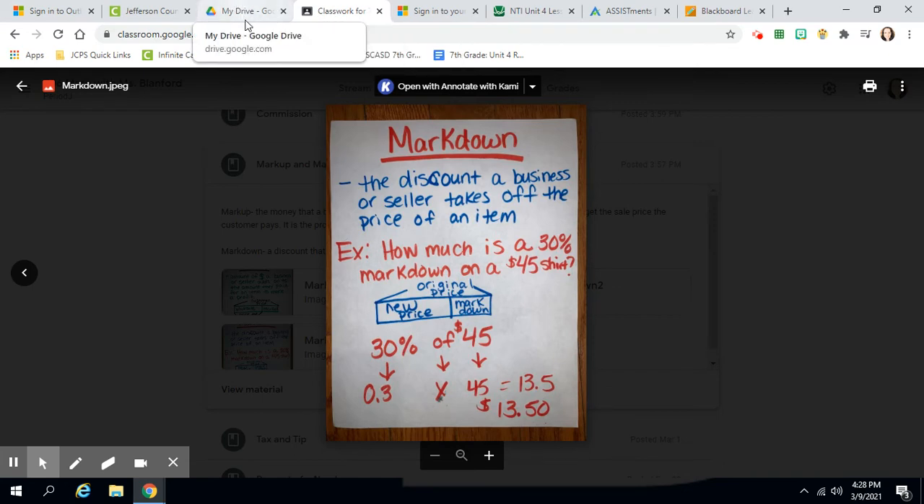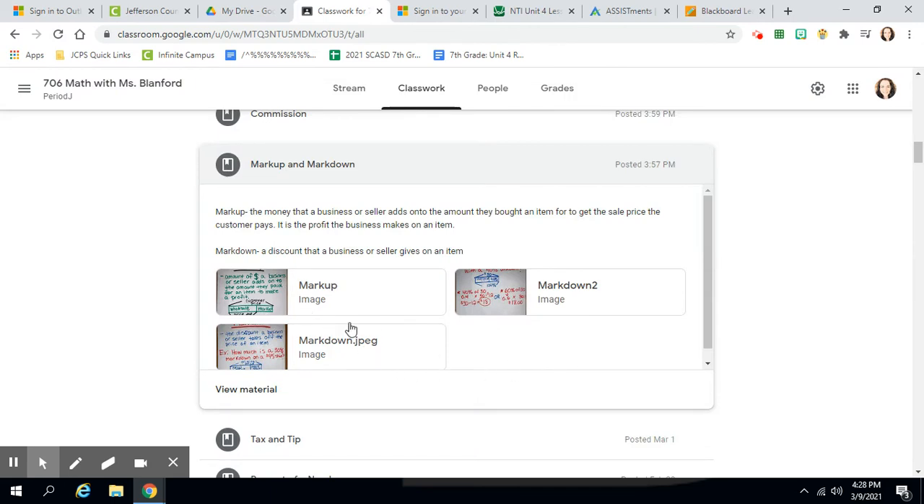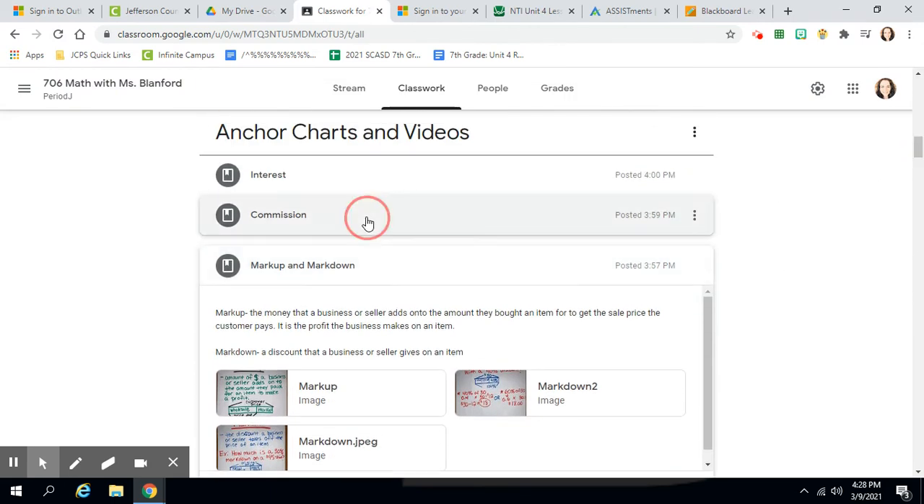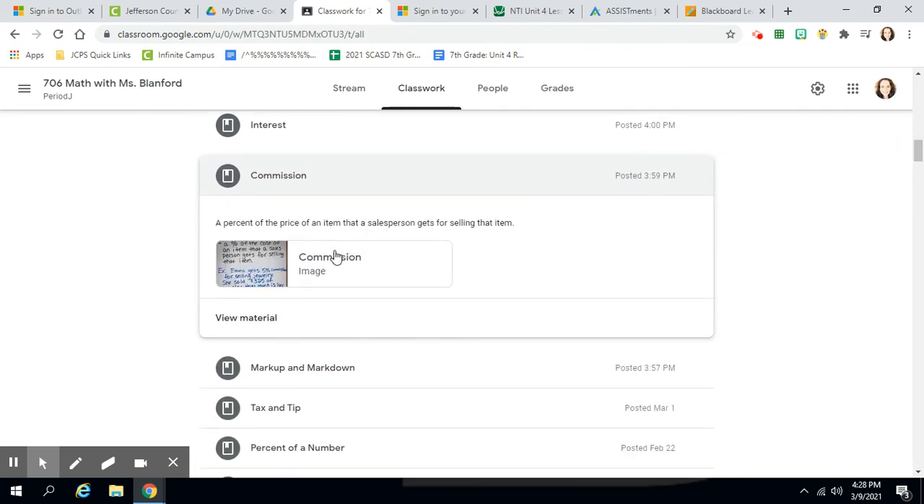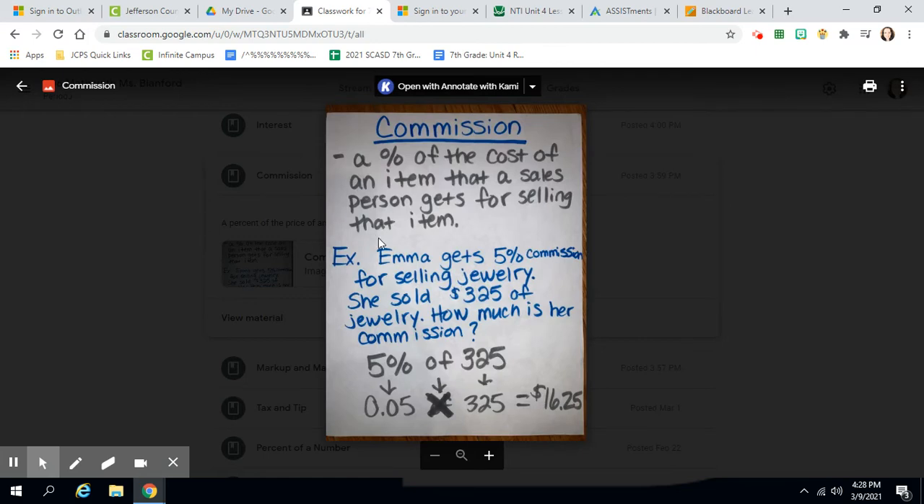The last thing that we're going to look at here before we start the next activity is commission. Commission's a trickier one because a lot of times you guys don't have experience with commission in your life. Like tax, you've probably seen tax before. Tipping, you probably know what that means and what that is. But commission is something that we don't see a lot.